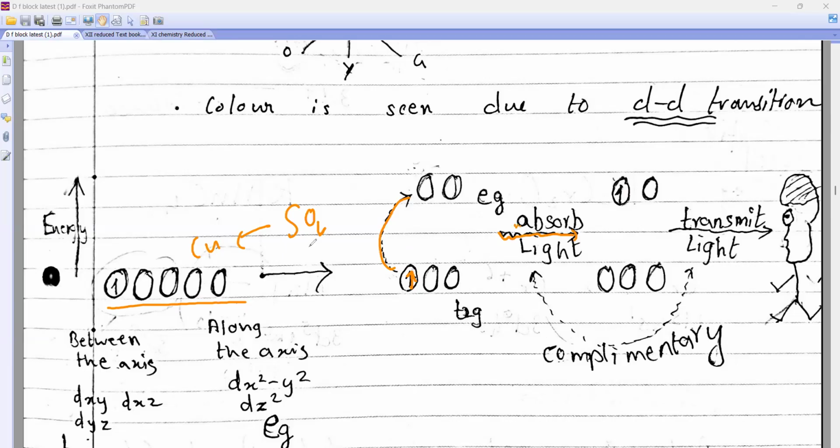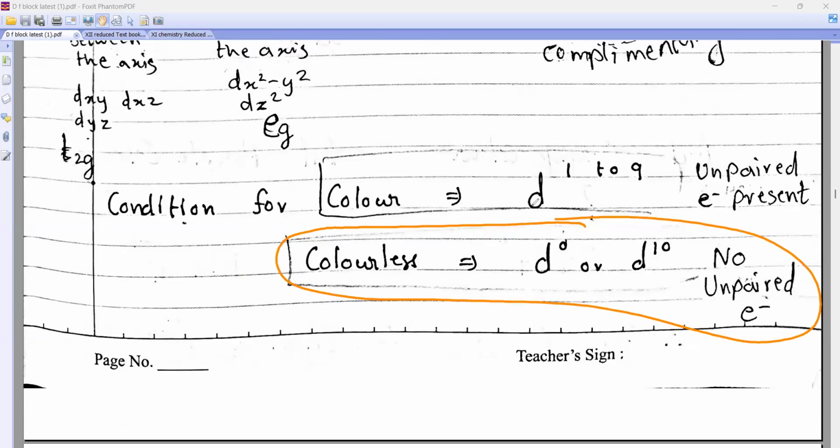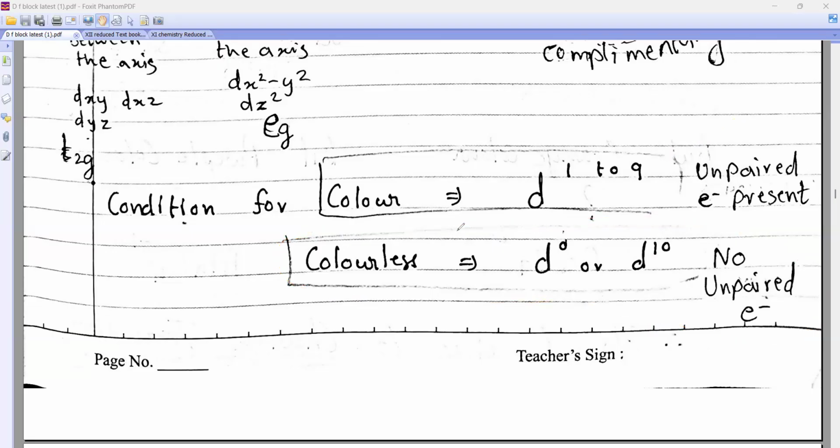So basically, now this is the entire thing from the exam point of view. What do you have to remember? What is the condition for colorless? You remember? Colorless is d0 to d10. And if it is d1 to d9, then it is colored. Now in the exam, do you have to remember the whole process? No, no. I'll tell you what type of question. First you understand, and then I'll come to the question.